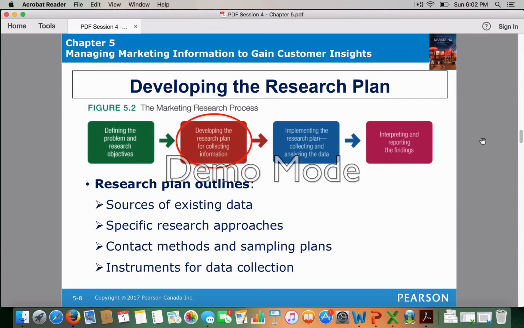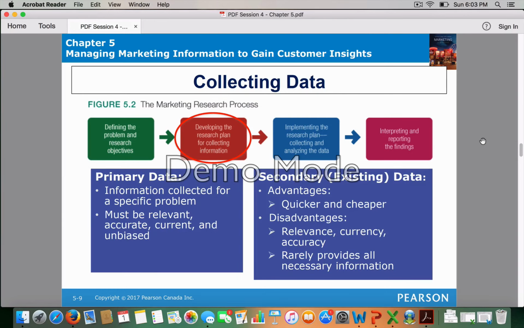Then you want to figure out what research approaches you're going to take, and we're going to talk about that in a moment. So if the information isn't already out there, how are you going to go about finding it and collecting it for yourself? How are you going to contact people, and how are you going to sample or decide who it is you're going to gather information from? And then what kinds of instruments, like surveys or questionnaires, are you going to use to collect that data? These are some of the important things you want to think about at this stage of the research plan.